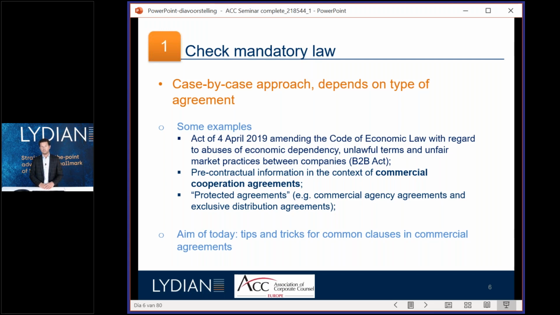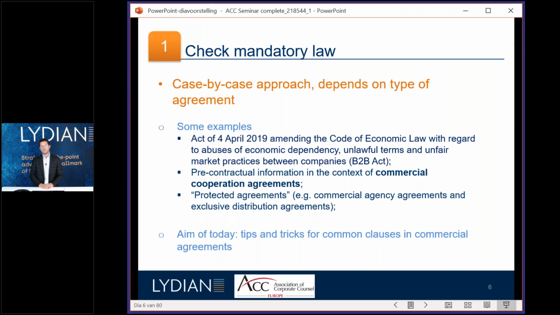Also, what we have in Belgium, but there is similar legislation in France and Spain, is commercial cooperation agreements for which specific pre-contractual information obligations will apply. And if you don't respect them, in Belgium, the sanction is that the agreement is null and void. So it has severe consequences. You also have to take that into account before entering into an agreement, whether you complied with all pre-contractual information obligations.